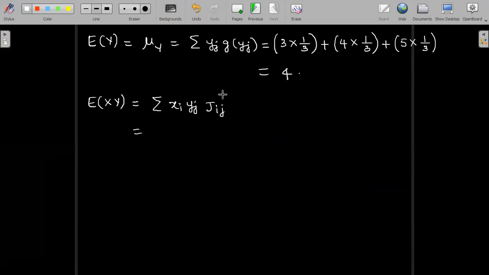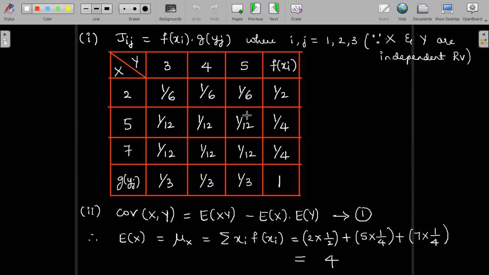When it comes to the joint form, it is preferable to look into the joint probability distribution table. We can perform this. Every xi should be multiplied with every yj, multiplied with its respective joint value. So 2 into 3 into 1 by 6. 2 into 4 into 1 by 6. 2 into 5 into 1 by 6. Similarly, second row, x is 5. 5 into y is 3, 5 into 3 into 1 by 12. 5 into 4 into 1 by 12, etc., up to the last value.